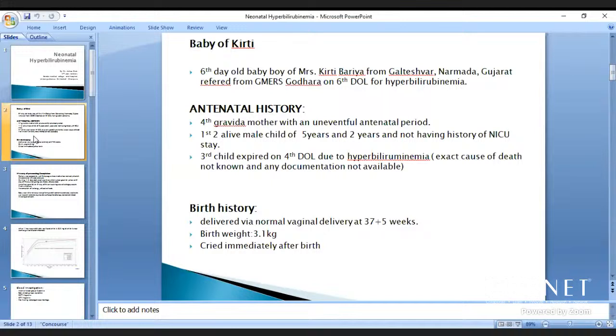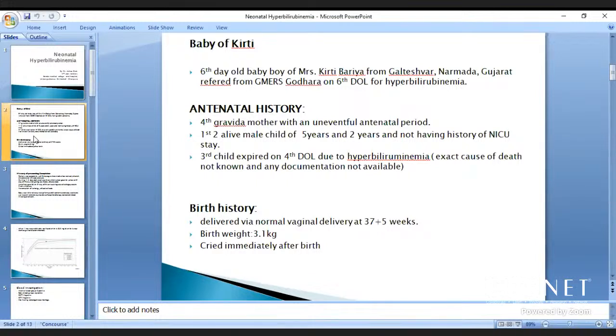But sir, on receiving, our capillary bilirubin was 22 milligram per deciliter. So we just started phototherapy, and blood serum bilirubin was sent, and our report was 22.3, which is near threshold for exchange. So we did not take a call for the exchange transfusion.